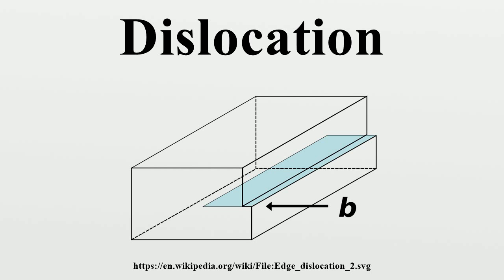The dislocation has two properties: a line direction, which is the direction running along the bottom of the extra half-plane, and the Burgers vector, which describes the magnitude and direction of distortion to the lattice. In an edge dislocation, the Burgers vector is perpendicular to the line direction.